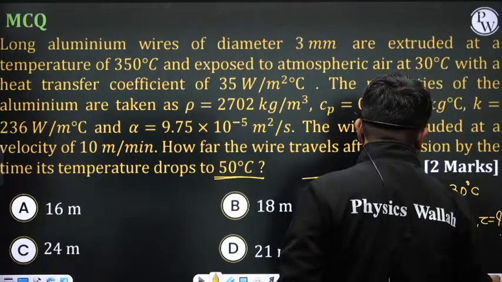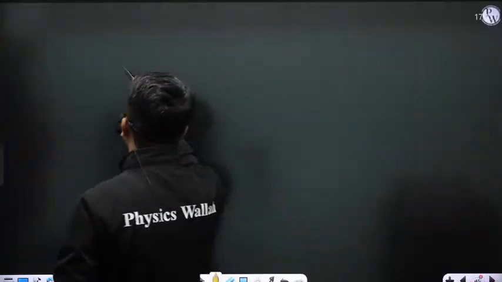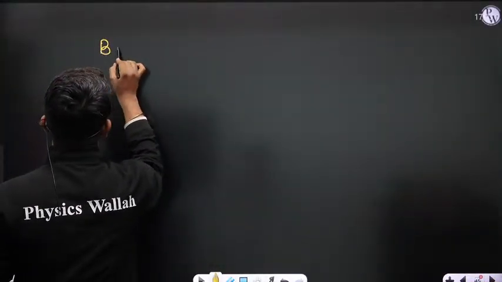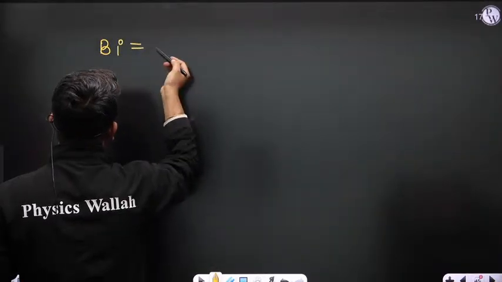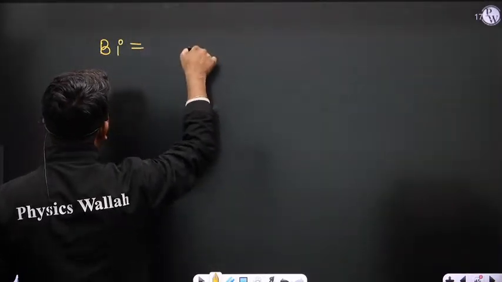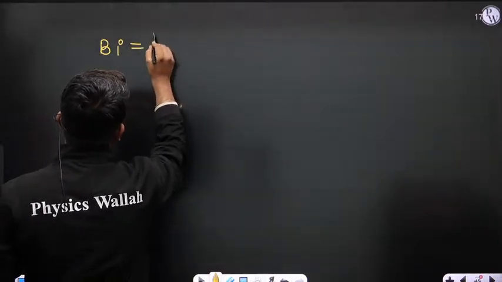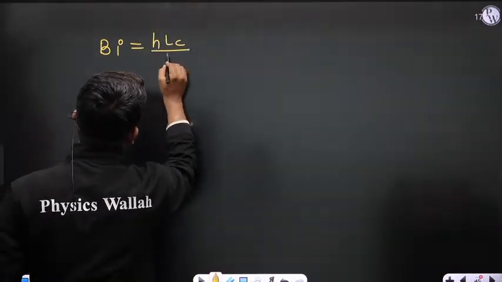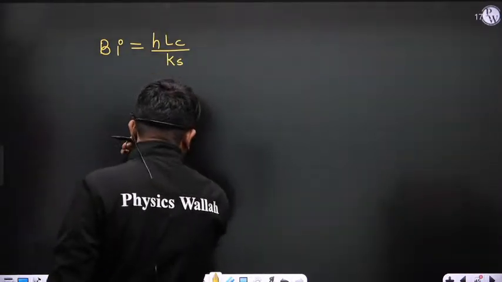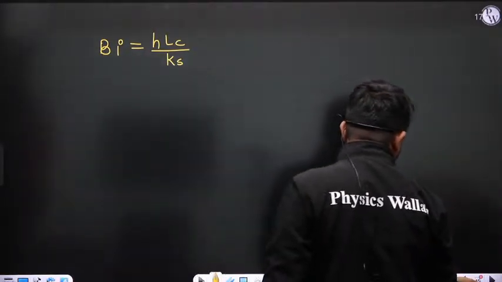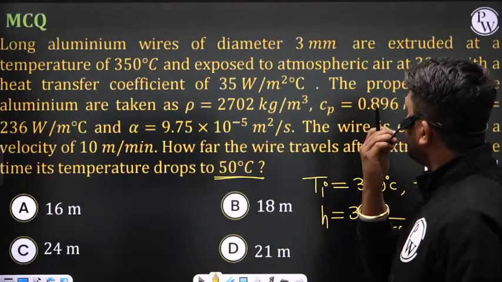What is the mathematical expression of the Biot number? Which method I use here is decided by the ICR and the ECR. The ratio of ICR to ECR is the Biot number. So the mathematical expression of the Biot number is h Lc by ks, right? h Lc by ks, correct.